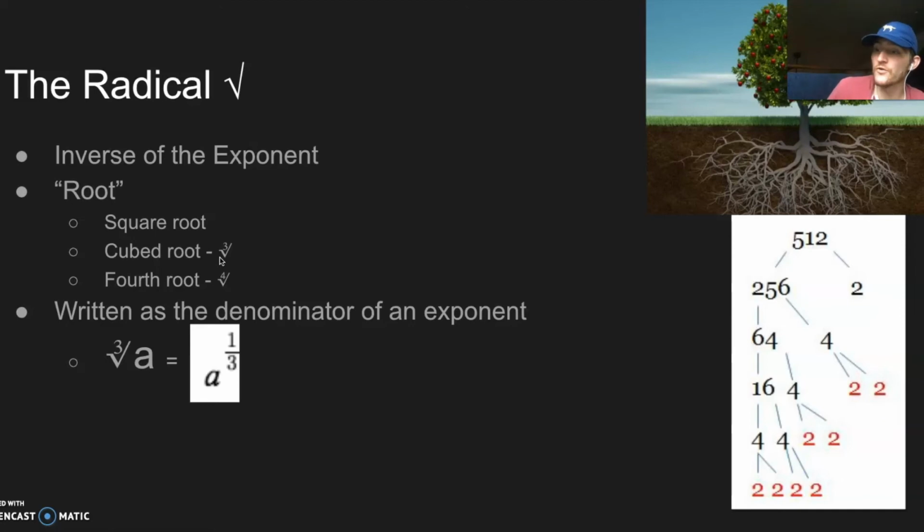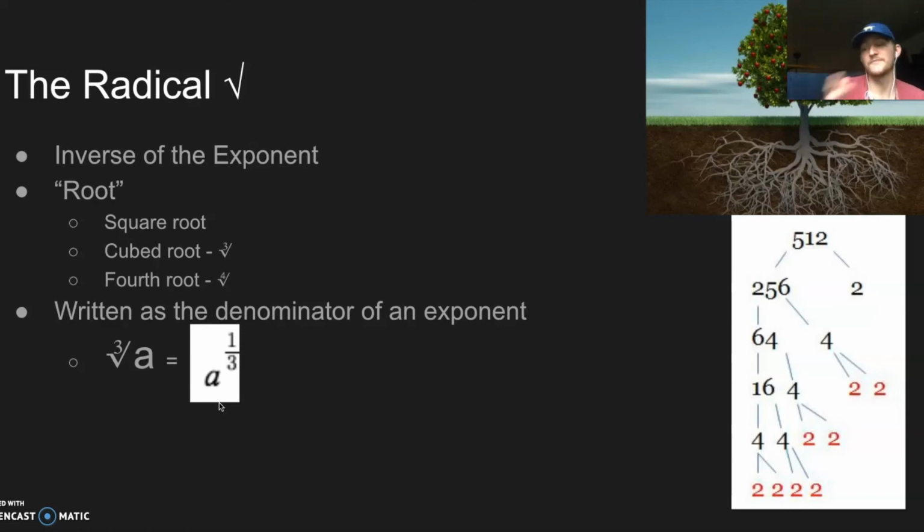All right, so now we're going to look at how it's written. The radical is commonly written as the denominator of an exponent. So for example, the cubed root of a can also be written as a to the 1 over 3 power. This is a little bit different than how you normally might think of fractions.